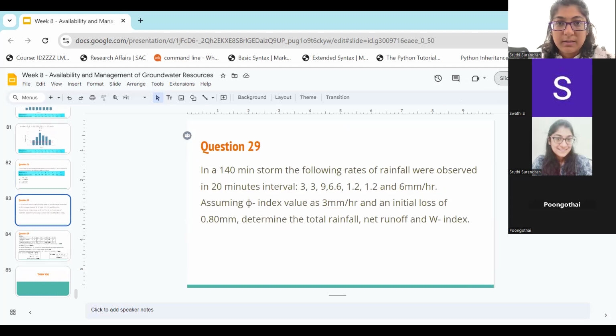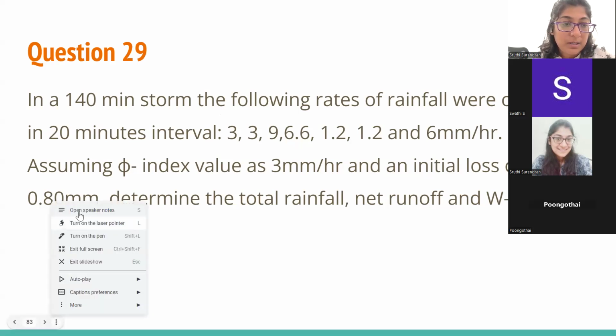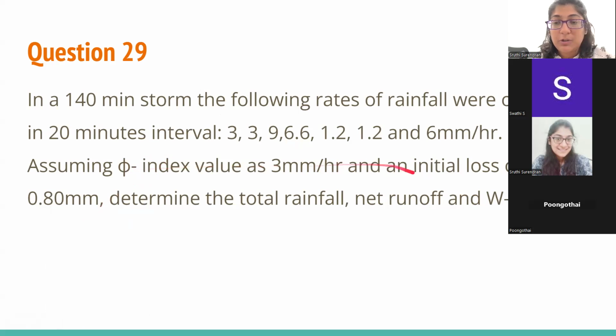Now moving on, let's go to a question which is calculating the W index. So here a 140-minute storm is given, with 20 minute intervals: 3, 3, 9, 6.16, 1.2, 1.2 and 6 millimeter per hour. Assuming that the phi index is 3 mm per hour and there is an initial loss of 0.8 mm, you have to find the W index, the rainfall and the runoff. So here they've given the phi index, you need to find the W index. The extra quantity they have given is the initial loss of 0.8 mm.